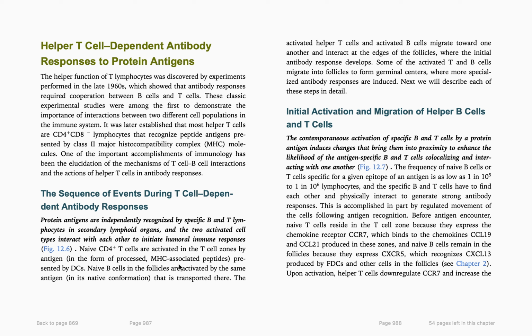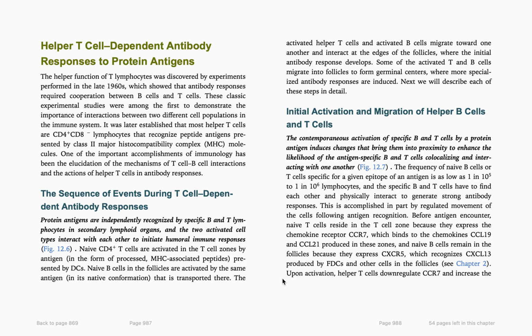Naive CD4 T cells are activated in T cell zones by antigen in the form of processed MHC-associated peptide presented by dendritic cells. Naive B cells in follicles are activated by the same antigen in its native conformation that is transported there.